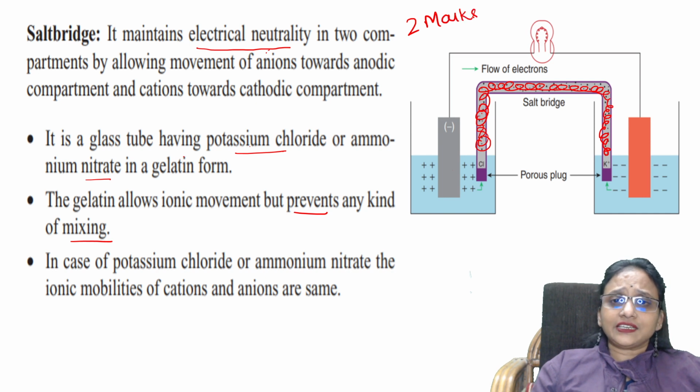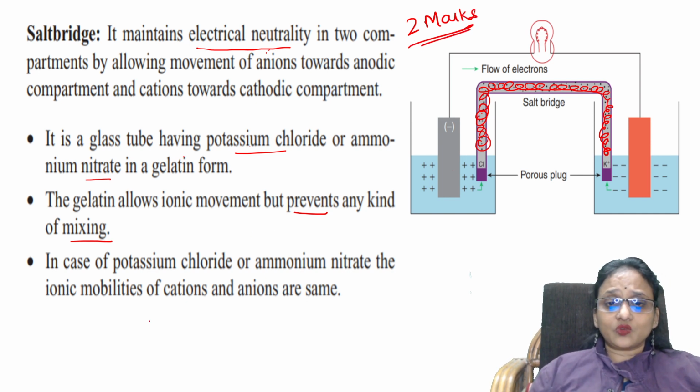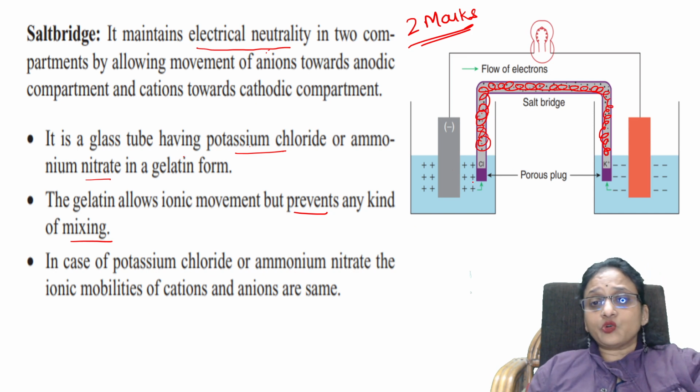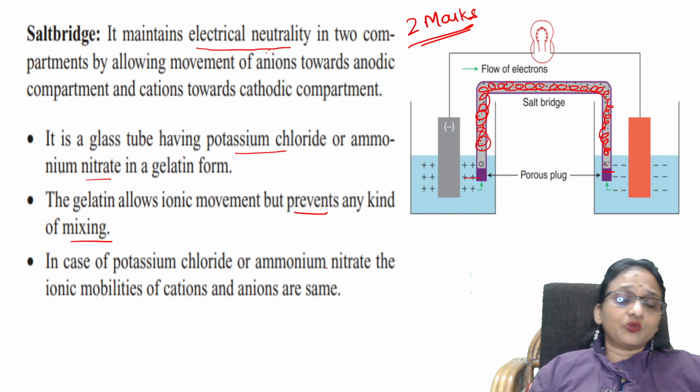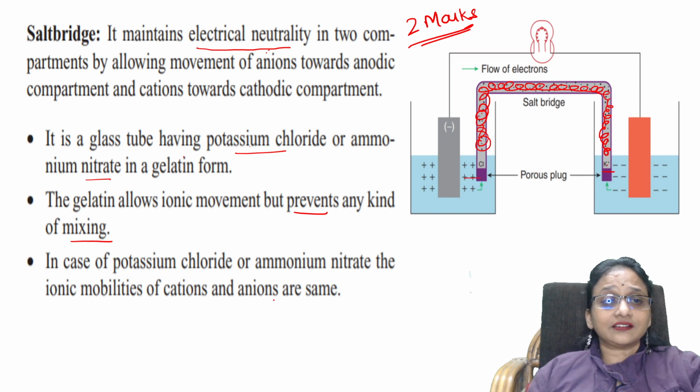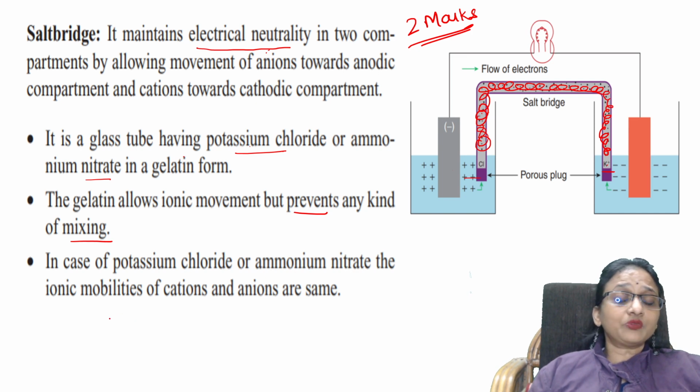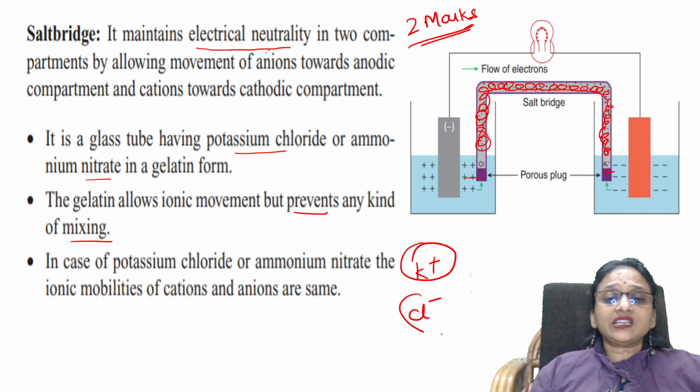Simple answer. Okay. Then what is the role of the potassium chloride or ammonium nitrate? See here, you're taking potassium chloride or ammonium nitrate. What is the use of that? It will help in ionic mobility. Why did we take that? See, in case of K plus and Cl minus, both the mobilities are the same.